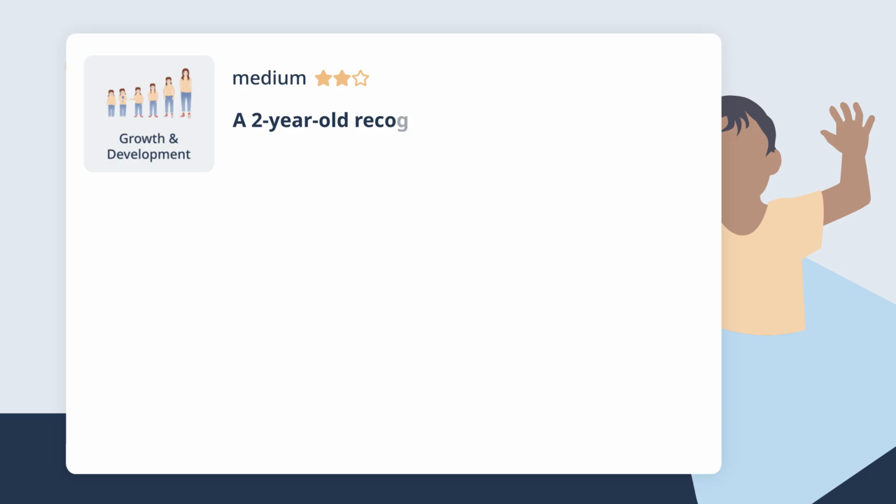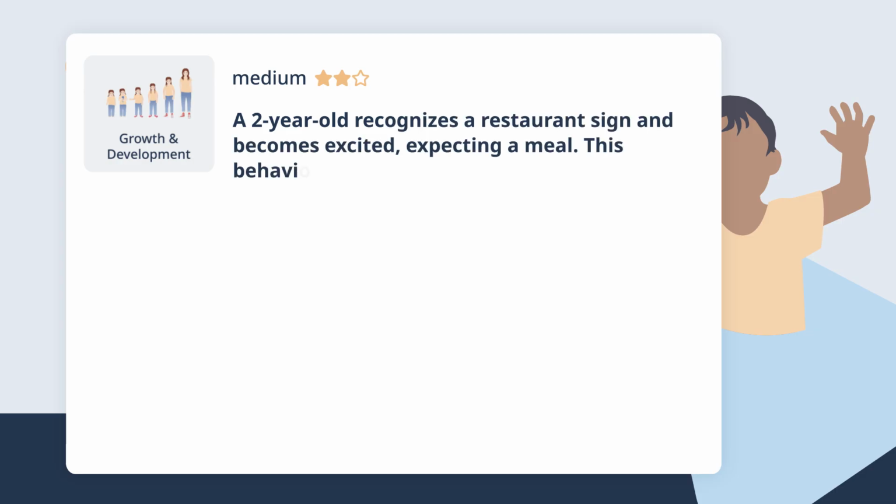A 2-year-old recognizes a restaurant sign and becomes excited, expecting a meal. This behavior reflects which developmental stage?